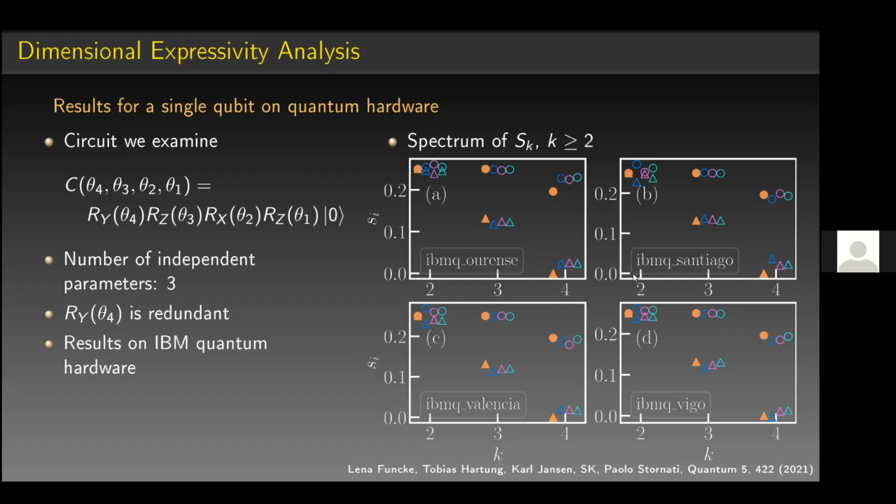Looking at the other panels, we've just tried different quantum devices. This was the IBM Q Orense chip. We also ran it on Santiago, Valencia, and Vigo. You see that the performance is pretty much similar on all of them, and in all cases, we identify the fourth parameter as redundant.